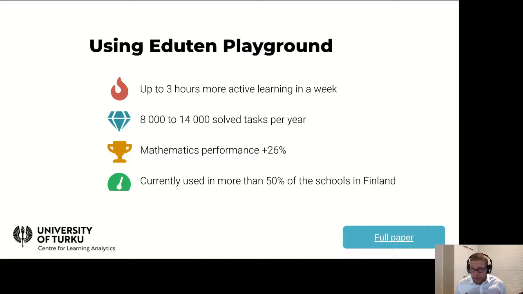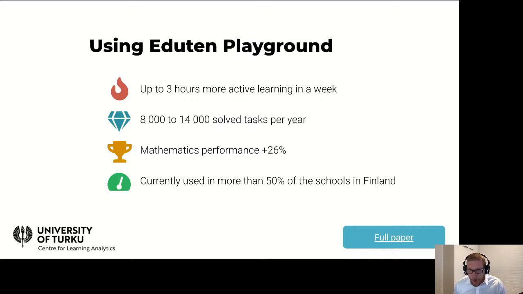We measured their mathematics skills. We can see the difference between students using Eduten Playground and not using Eduten Playground. We have done this in multiple different schools, multiple different grade levels, even different countries. In all the studies, we get the same results. Students using Eduten Playground will improve their mathematical skills.